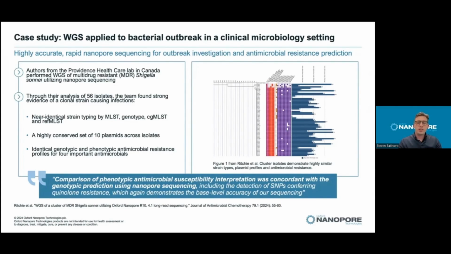With Nanopore-only sequence data, they were able to demonstrate near identical strain typing of the isolates using multiple MLST typing methods. They were also able to accurately assemble a conserved set of 10 plasmids within each isolate. Importantly, the whole genome sequencing antimicrobial gene detection was concordant with the phenotypic antimicrobial susceptibility testing, giving confidence that antibiotic susceptibility and resistance can be accurately predicted from whole genome sequencing data.